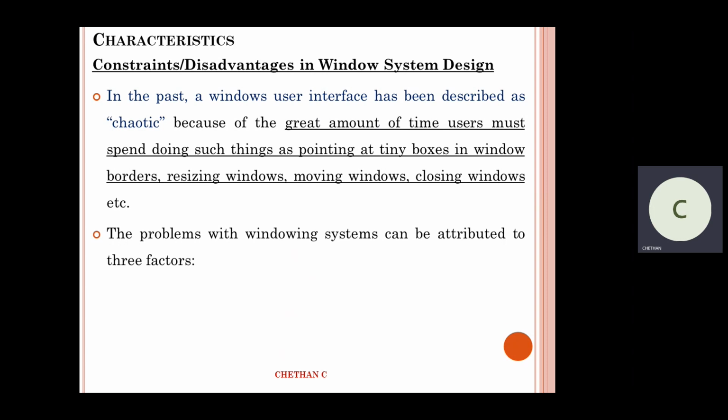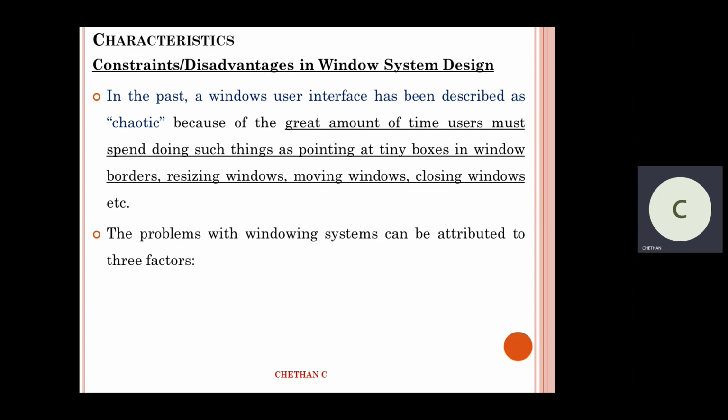First thing, a great amount of time the users must spend doing such things. What such things? Pointing at tiny boxes in the window borders, resizing the windows, moving the windows, closing the windows. You don't think that takes a long time, but we need to say it as a disadvantage. But why? Because in the past, the window user interface has been described as chaotic. Why is it called chaotic? Because of all those reasons.